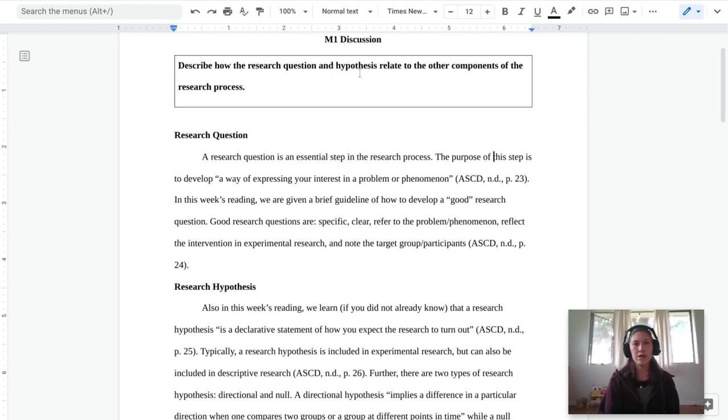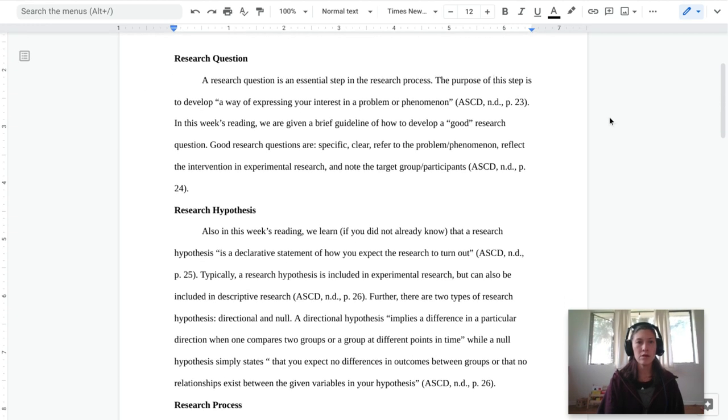Describe how the research question and hypothesis relate to the other components of the research process. Research question. A research question is an essential step in the research process. The purpose of this step is to develop a way of expressing your interest in a problem or phenomenon. In this week's reading, we are given a brief guideline of how to develop a good research question. Good research questions are specific, clear, refer to the problem/phenomenon, reflect the intervention in experimental research, and note the target group/participants.